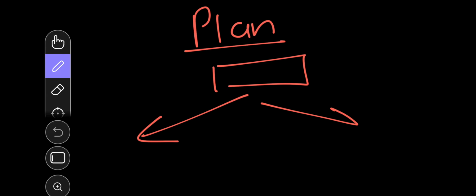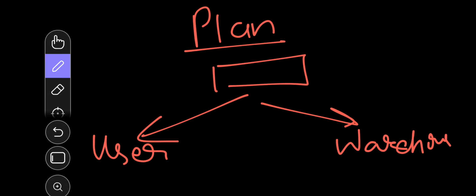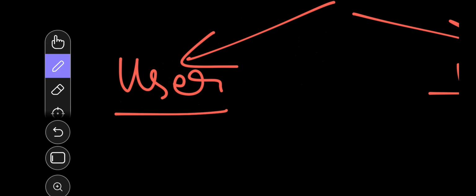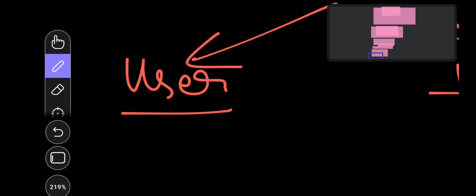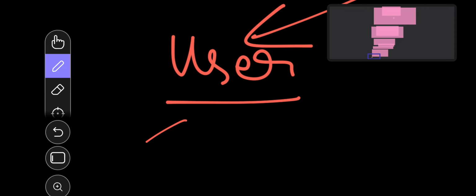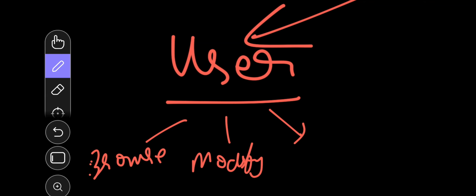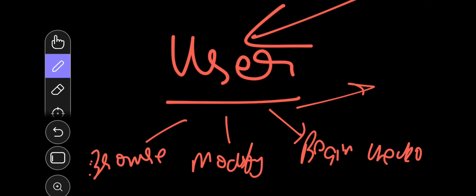So we can divide the whole system into two things. The first thing is the user side. Then we have the warehouse side. Two things: user side and warehouse side. Inside the user side we will have four things. A user can browse, it can modify, it can begin checkout, and it can cancel an order.